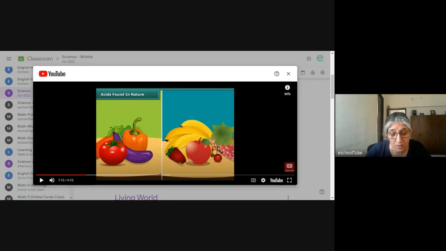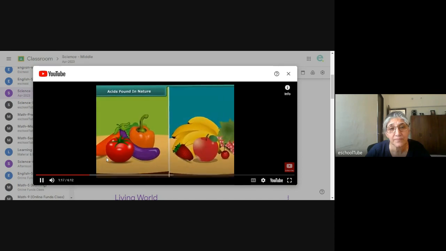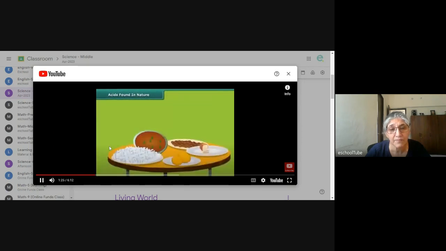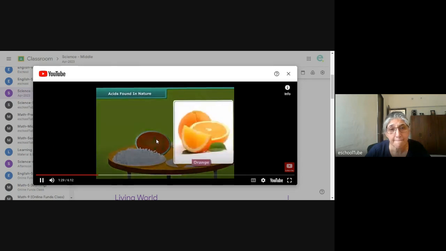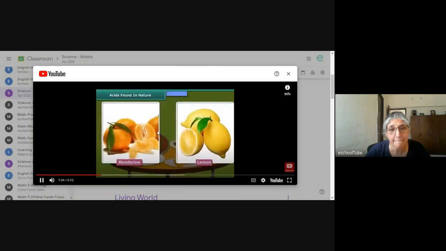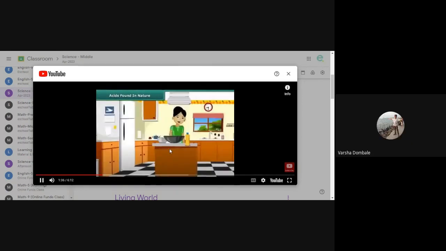Now, Sonia, your turn. Acid is found in natural substances like fruits and vegetables. Have you heard that the sting of an ant or a bee contains acid and causes the burning sensation? Different food items contain different acids. Citrus fruits like orange, grapes, mandarin, lemon, etc. contain citric acid.